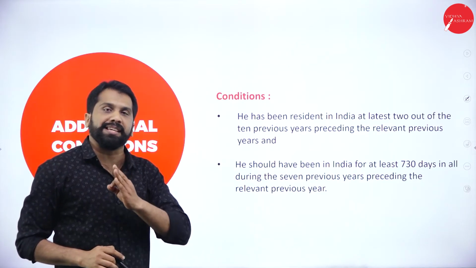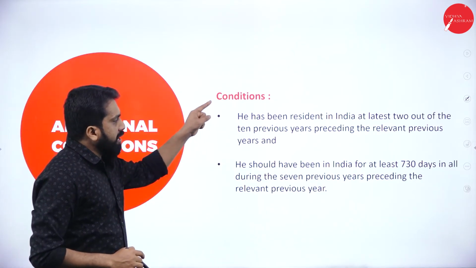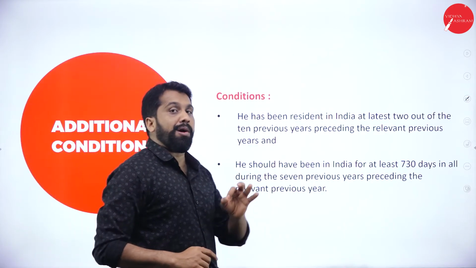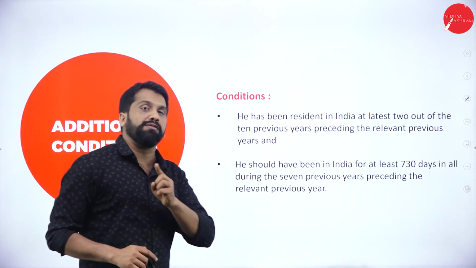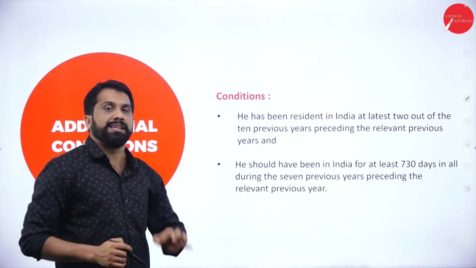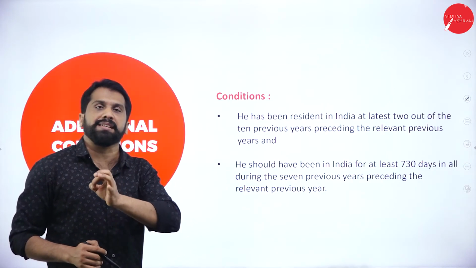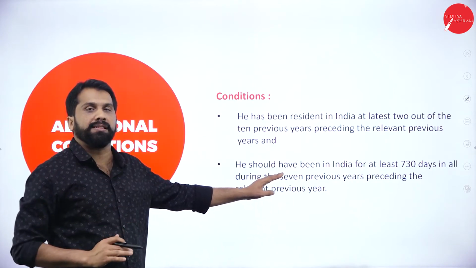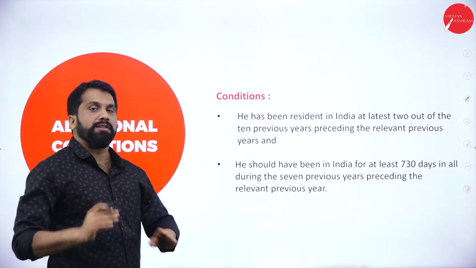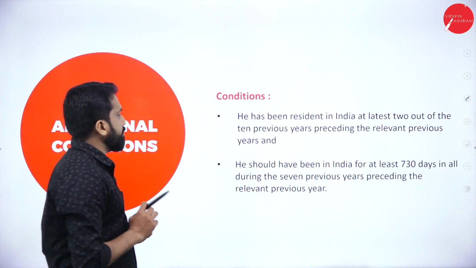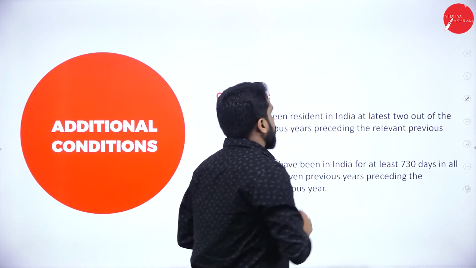Clear? Once again, I'll repeat. If he fulfilled both, he is called ordinarily resident. If he failed to fulfill any one of these, he is called not ordinarily resident. Very simple. Fulfilled, you are ordinarily resident. Not fulfilled, you are not ordinarily resident. Clear? Yes. What are the additional conditions?